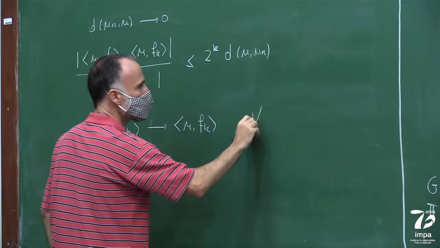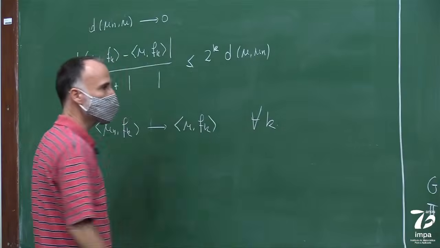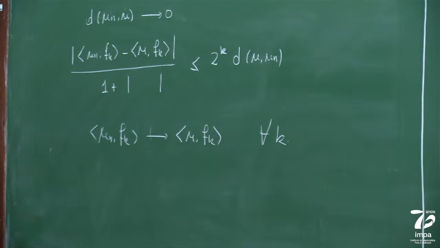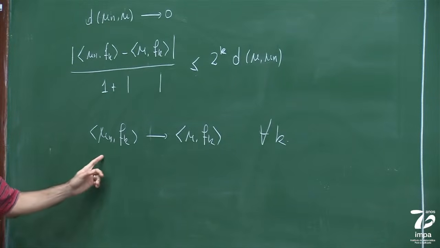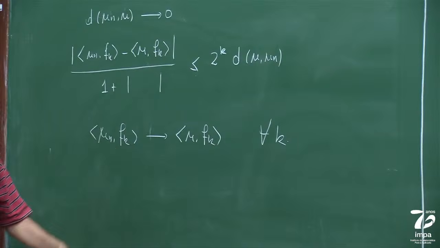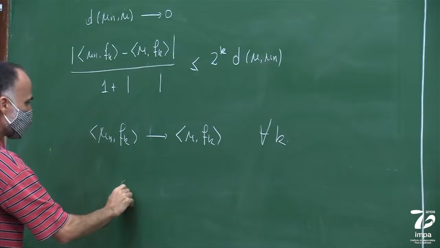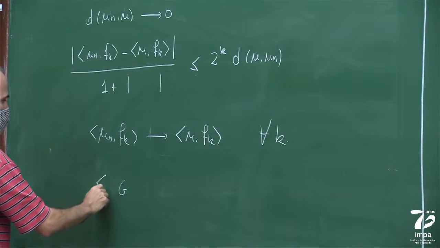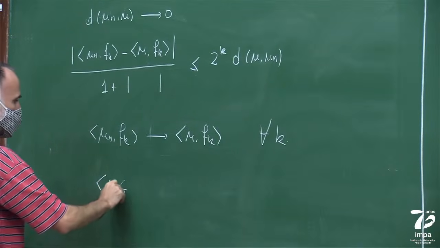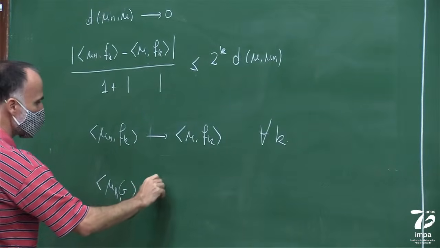Okay? And therefore you proved that for all k you have that mu n fk converges to mu fk. Okay? But this is not exactly what we need, because we need to prove that this is true for any continuous function. But now you fix the continuous function g, and you want to compare mu n g with mu g.